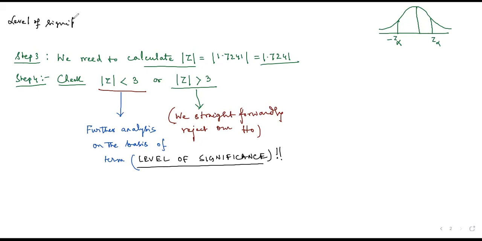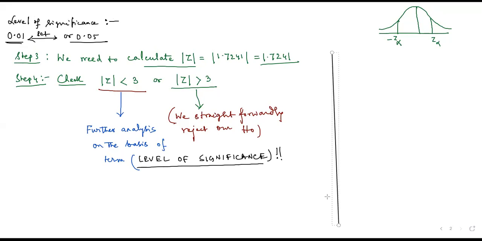Now this level of significance, you have to keep in mind before we start doing the problem. We have to set our level of significance at some value. This level of significance can be set at 0.01, or it can be set at 0.05. If I set at 0.01, it is called 1% level of significance. And if we set at 0.05, it is called 5% level of significance. So let us make this point over here. So the note goes like this.